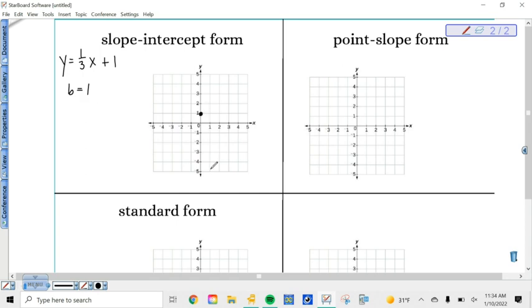And then what's my next step? You find your slope. What's my slope here? 1/3. So that means from here I go up 1 over 3, and I connect my points together. And I have my line, right?